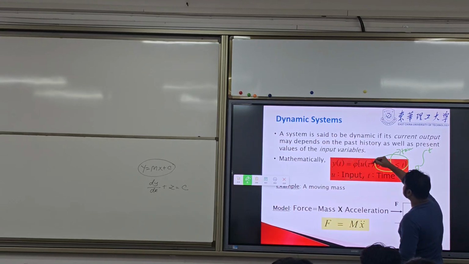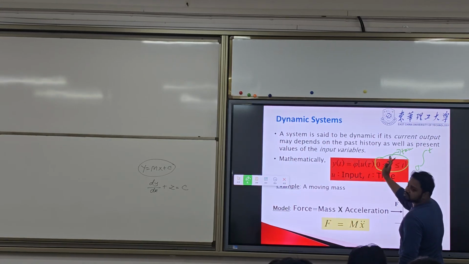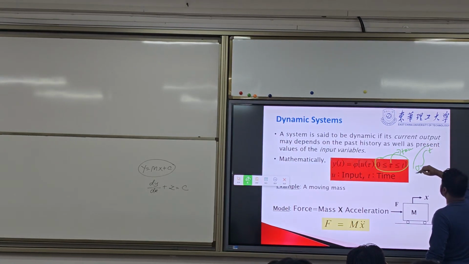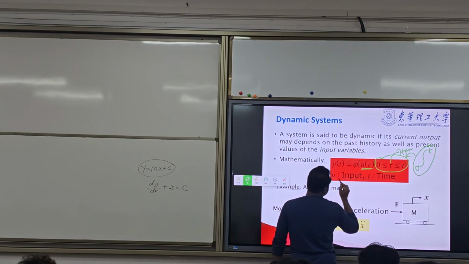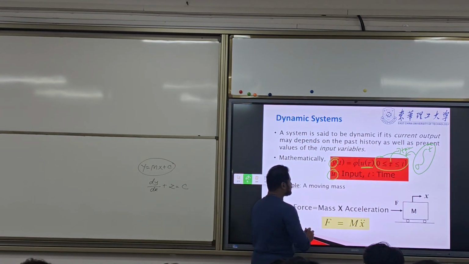So here it is a time, it is a function of tau. This tau depends on the value from 0 to t. That means 0 is the past value, and here it is the present value. So 0 to t, we can write this in this way. And this is our input: u is the input, y is the output, and t is the time.